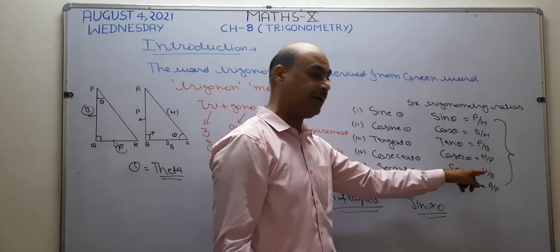You have to remember these 6 trigonometric ratios. After that I am going to start my exercise 8.1. I hope it is clear now. Okay.